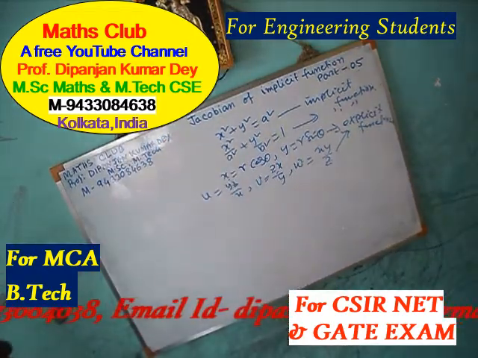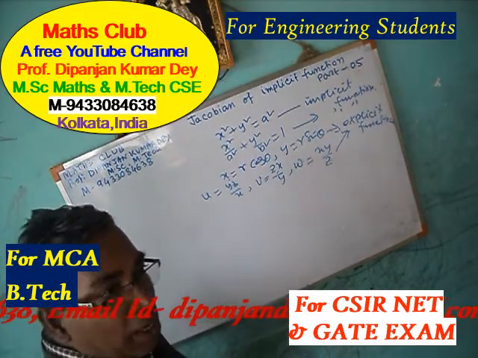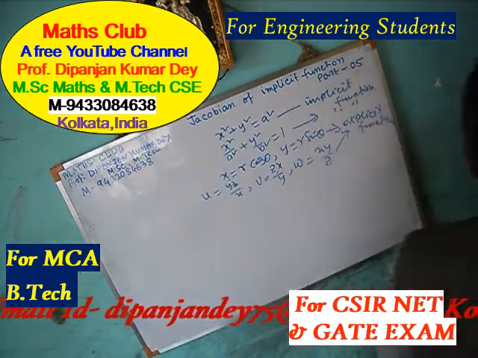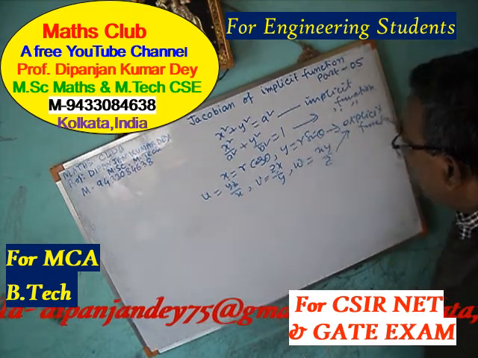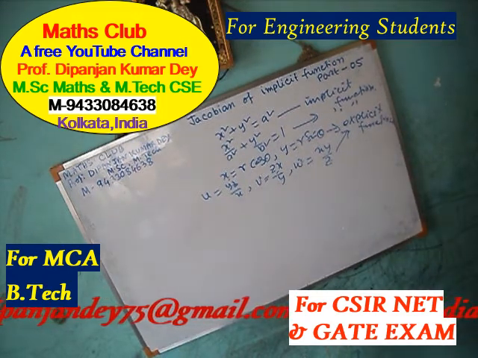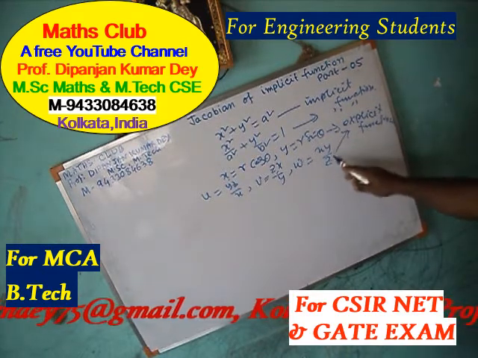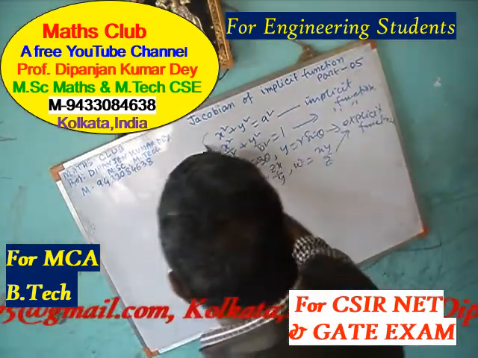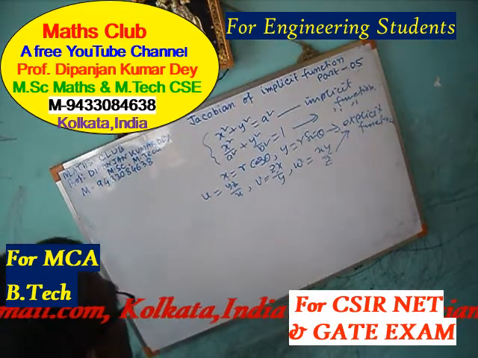So today I will explain Jacobian of implicit function. Now you understand clearly what an implicit function is and what an explicit function is. x equals r cos theta, y equals r sin theta are explicit functions, and x squared plus y squared equals a squared is an implicit function.